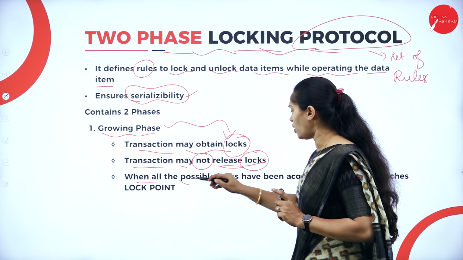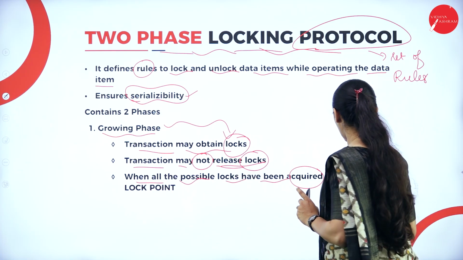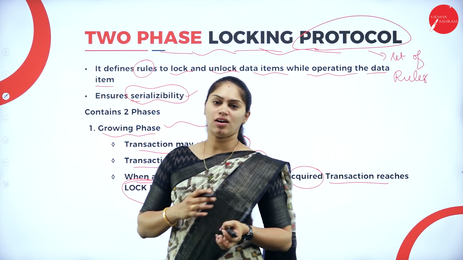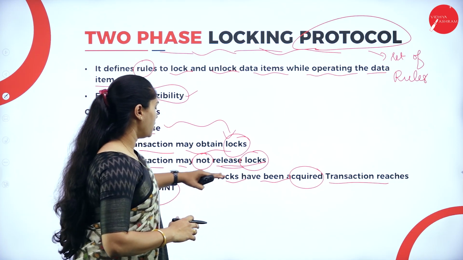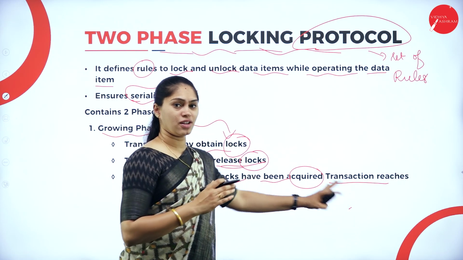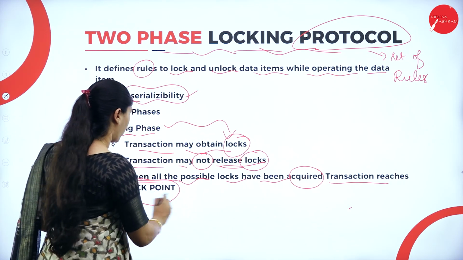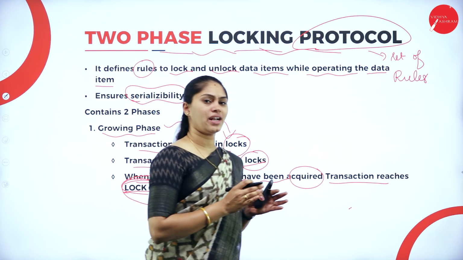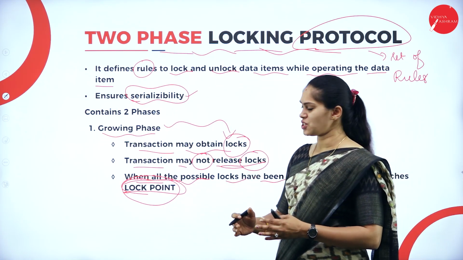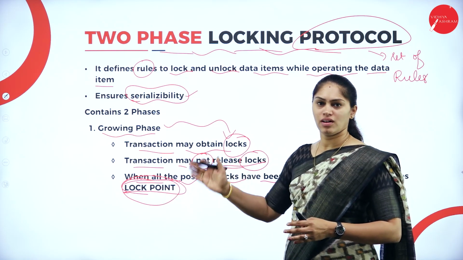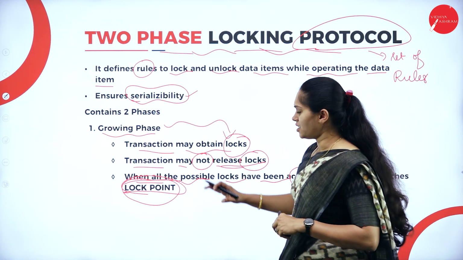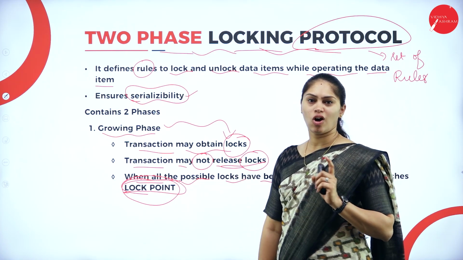So when all the possible locks have been acquired, the transaction reaches the lock point. Whenever all the possible locks have been acquired by a transaction, it reaches the lock point. That means all the resources or data items will be locked by the particular transaction. So all the read and write operations, whatever locks you have attained, everything will be under this lock point.